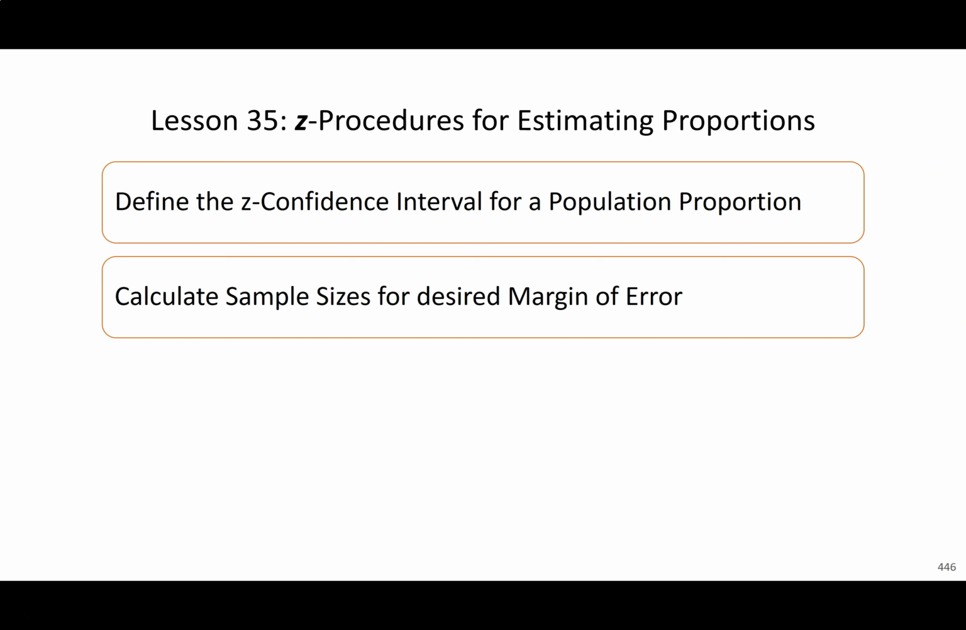So that's that scenario where they say, hey, we want a 95 or whatever level % confidence interval, and we don't want it any wider than this amount. How big of a sample do we need?